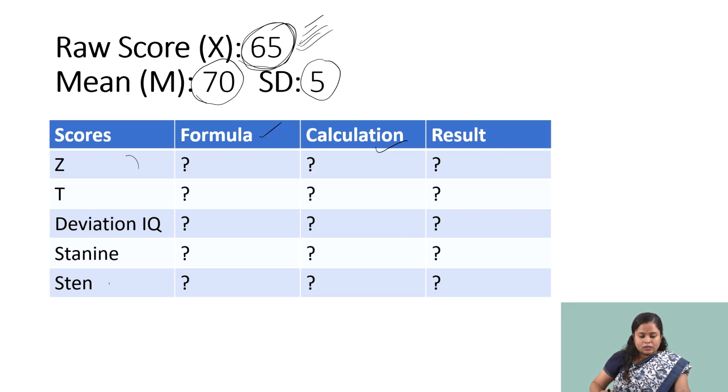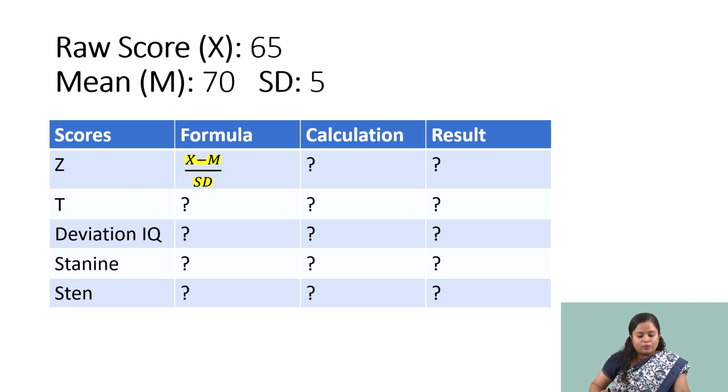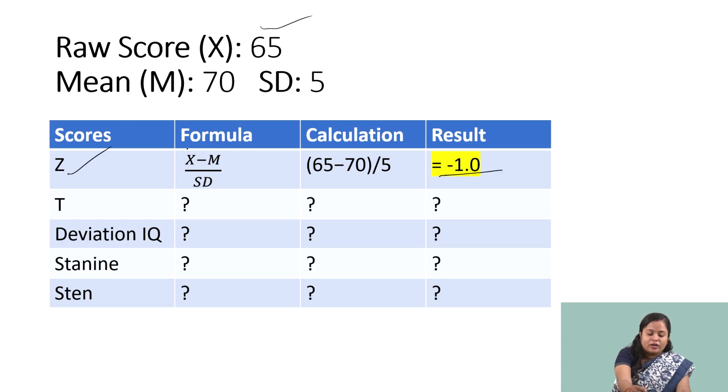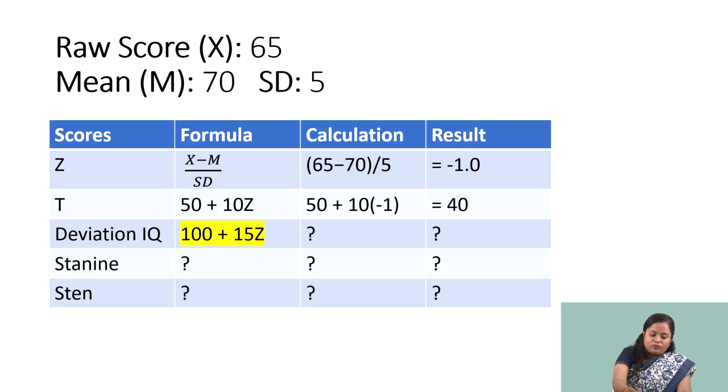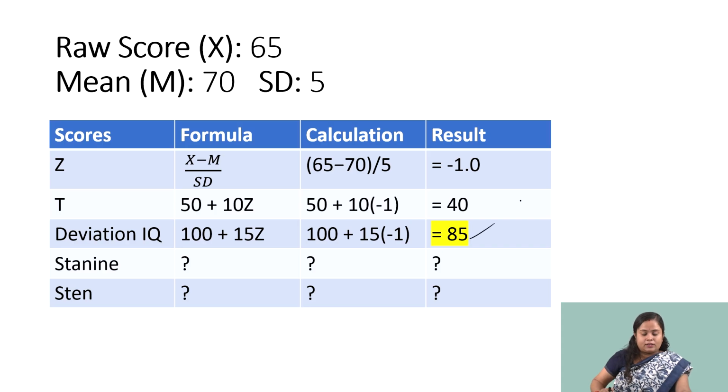So start. First Z-score, the formula is X minus M upon SD. Then we put the raw score of 65 here, the mean is 70, divided by 5, and the result would be minus 1. It means for the raw score 65, the Z-score is minus 1. For T, the formula is 50 plus 10Z. Here we put 50 plus 10 and the Z is minus 1, and the calculated T-score gives us a value of 40. For deviation IQ, the formula is 100 plus 15Z. Now the Z-score we put here is minus 1 and the calculated score would be 85.